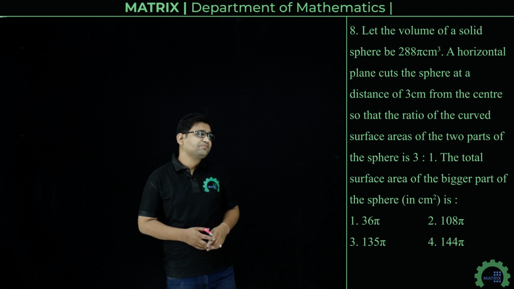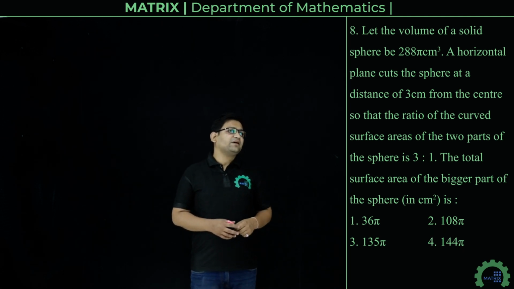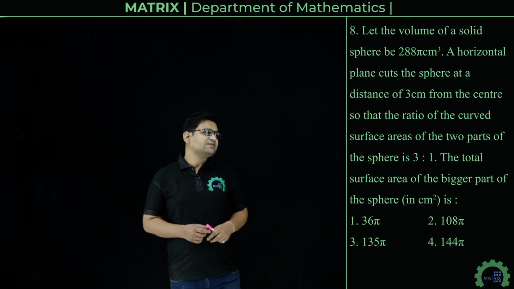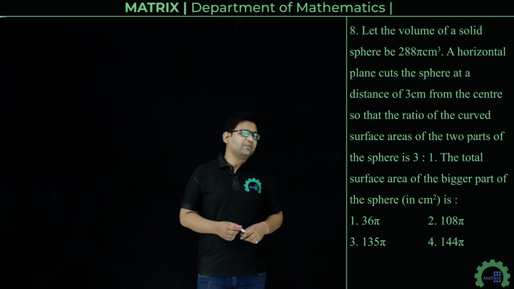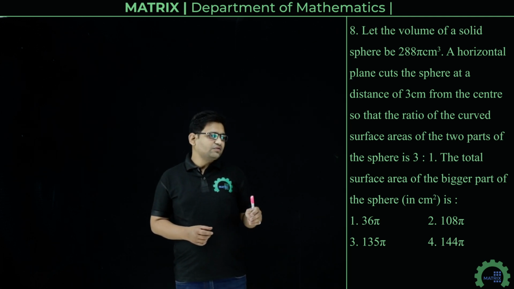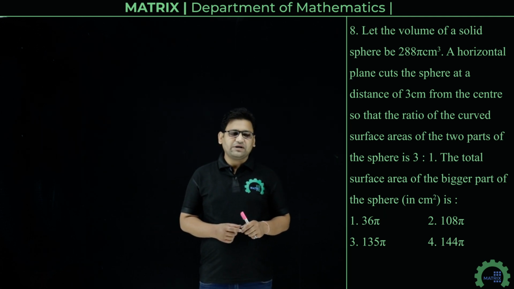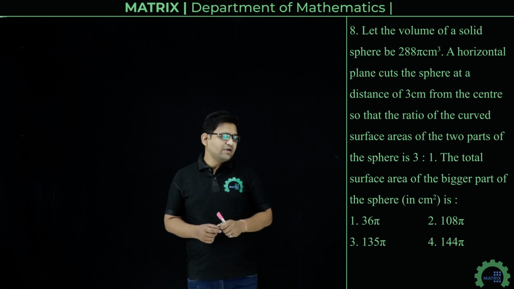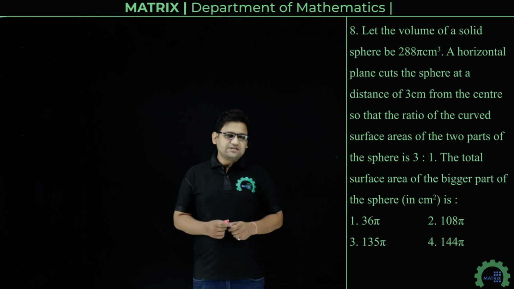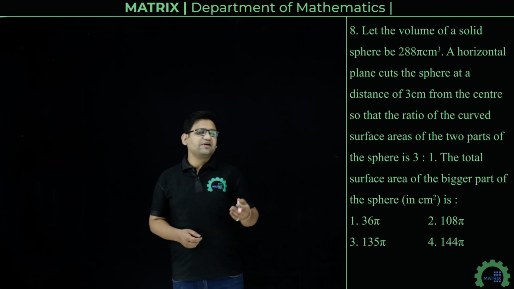Next question is, let the volume of a solid sphere be 288 pi centimeter cube. A horizontal plane cuts the sphere at a distance of 3 cm from the center, so that the ratio of the curved surface areas of the two parts of the sphere is 3:1. The total surface area of the bigger part of the sphere in centimeter square is. Okay, so first we draw the figure.